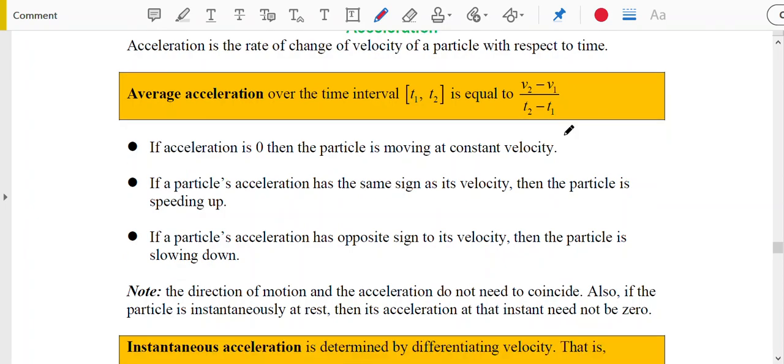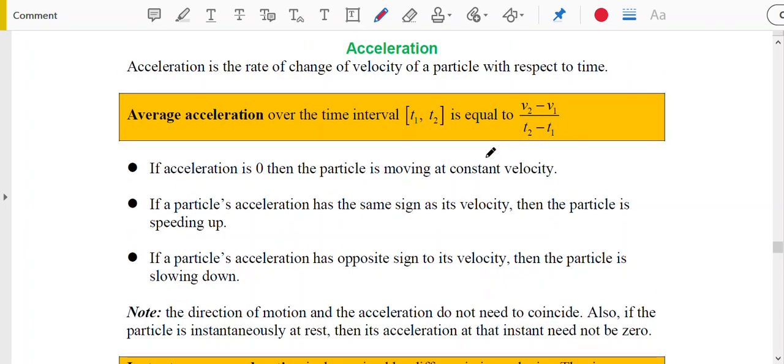Some important facts about acceleration. They can come in handy. If the acceleration of a particle is 0, then the particle is still moving, but it's moving at a constant velocity. If a particle's acceleration has the same sign as its velocity, so meaning acceleration is positive and velocity is positive, the particle is speeding up. If a particle's acceleration has the opposite sign to its velocity, then the particle is slowing down.